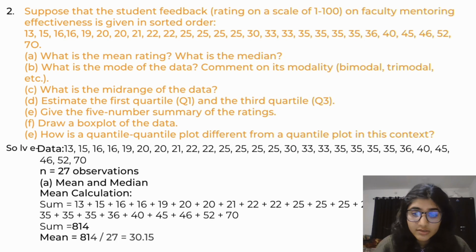So the data is given, and the number of observations is 27. We need to calculate the mean and median in the first part. The mean is calculated by the sum upon the total number of observations. So we get here 814 divided by 27, that is 30.15.